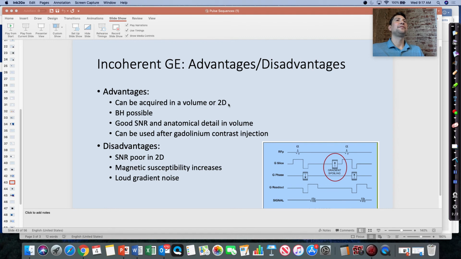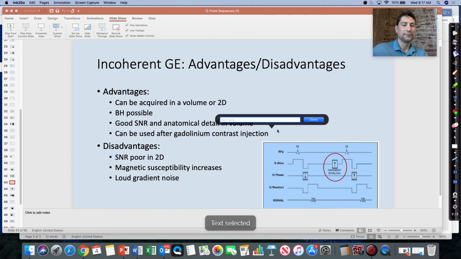Typically the VIBE sequence, and the LAVA for GE, those are going to be your volume acquisitions. That's where you're acquiring it in 3 dimensions. And you can do your subtractions off your VIBE sequences. This can be used after gadolinium contrast. That's because it's a T1 weighted.